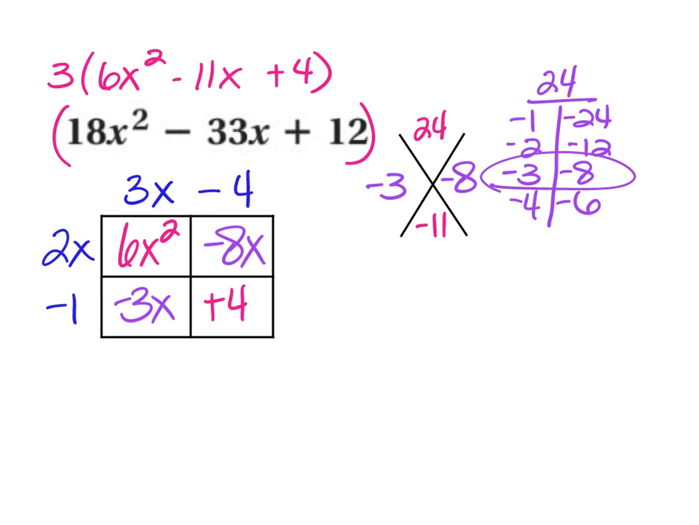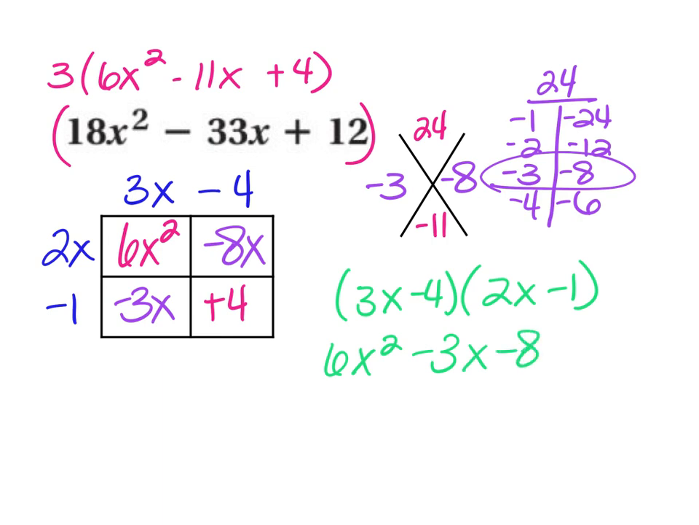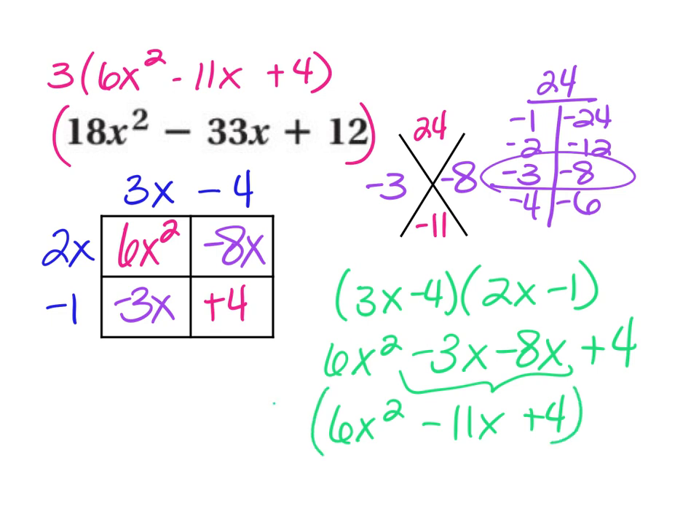So let's check this. So, you know, at this point, this is what we're doing. We're kind of guessing and checking to make sure that we're on track here. So we have 3x minus 4, 2x minus 1. So 6x squared minus 3x minus 8x plus 4. There it is. All right, so then 6x squared minus 11x plus 4 gets us that original one, and of course everything is times 3. I forgot the 3. So then when we finish, this is what we're left with.